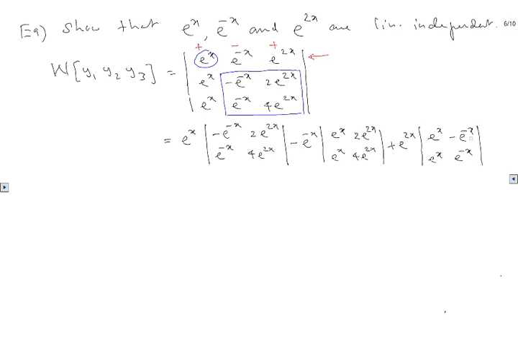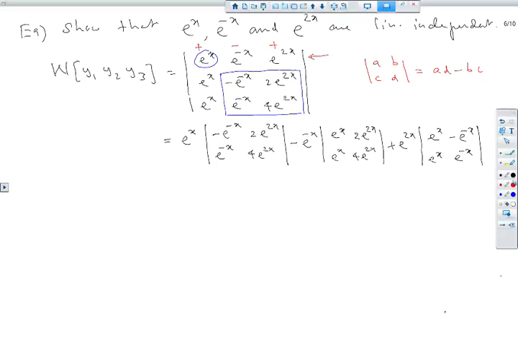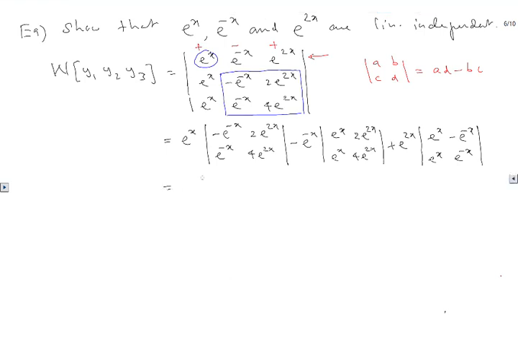Now these are 2x2 matrices, and 2x2 matrices are easy. If you have a 2x2 matrix A, B, C, D, the determinant is AD minus BC: multiply the main diagonal and subtract the other diagonal. So for the first one, multiplying the main diagonal you get negative 4e^x, and then subtracting the other diagonal you get negative 6e^x minus e^(-x). Then the same thing for the next one: multiply the main diagonal and subtract the off diagonal.